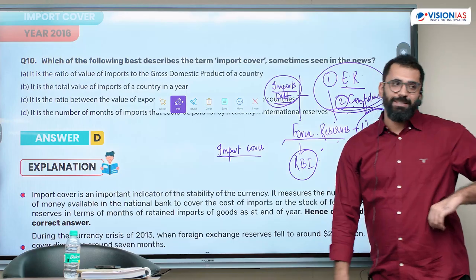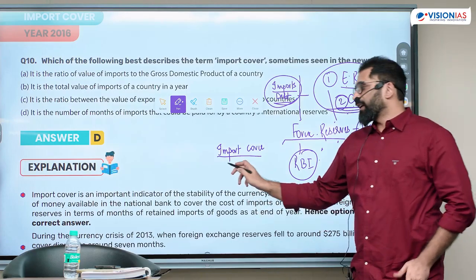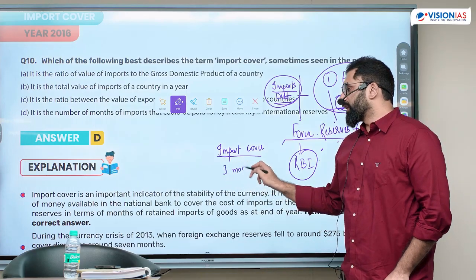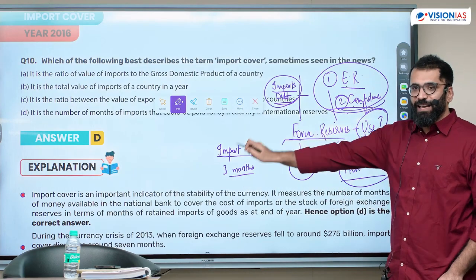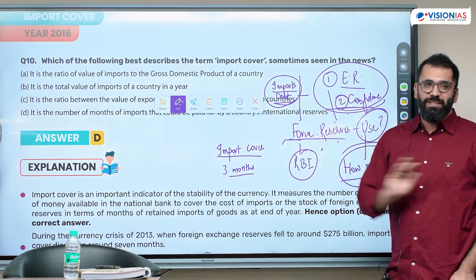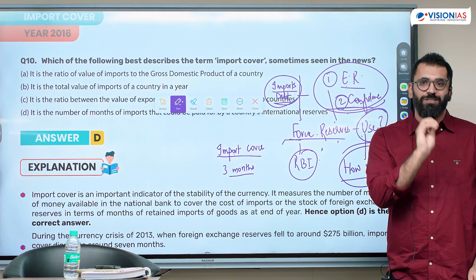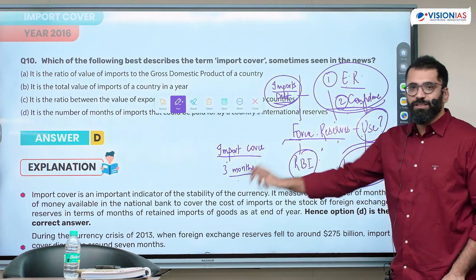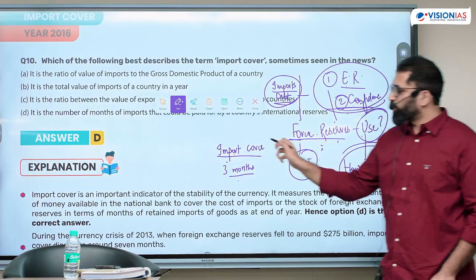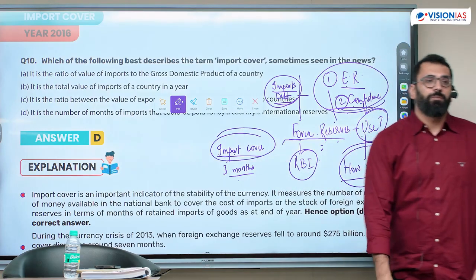One of the globally accepted definitions is that if a country has an import cover of 3 months, that means if their foreign exchange reserves are enough to buy imports for 3 months, they are safe. कि अगर आज earning stop हो जाए, I will be able to buy all of my imports for 3 months from the reserves I have. This is the significance of import cover.